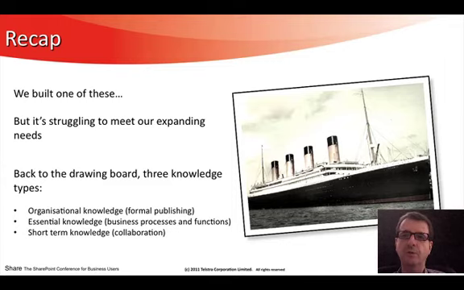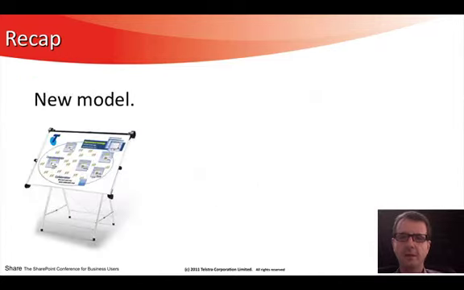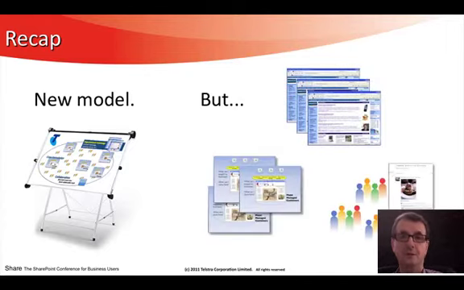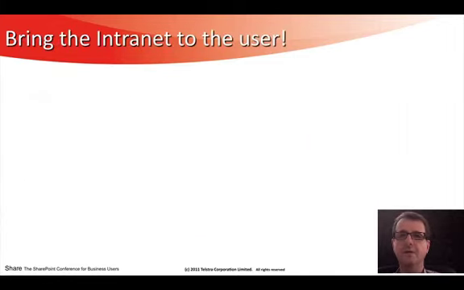So we went back to the drawing board and we came up with those three different types of knowledge: organisational, essential and short-term. And we came up with a new model for an intranet. But, and there's that but again, there's always a but, those pesky end users who are used to a single intranet might not want to go to three places to do three types of things. So how do we address that in this model? Well, the answer is bring the intranet to the user.